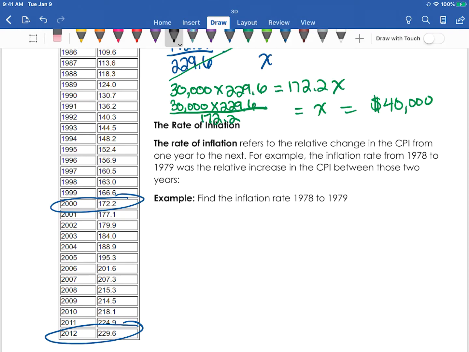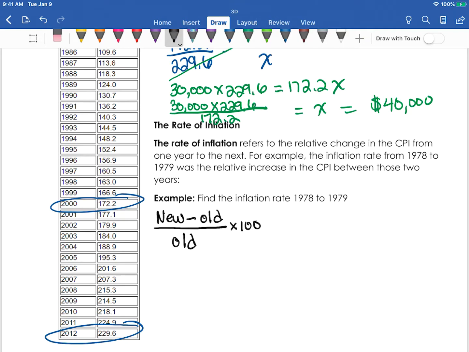Now, when we want to find the rate of inflation, that's basically the relative change from one year to the next in terms of the CPI. So if we want to find the inflation rate from 1978 to 1979, that's just finding the relative change of the CPI. Remember, when we talked about relative change in a previous lesson, the relative change or percent change would be if you take the new value minus the old value, you divide by the old value, and then you multiply by 100 to put it in percent form.